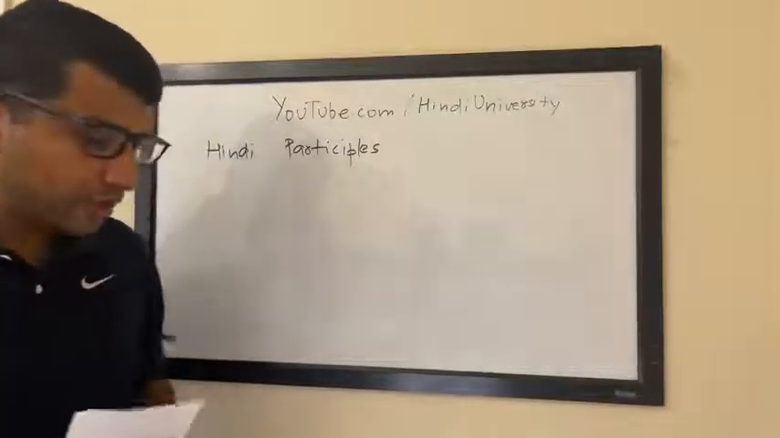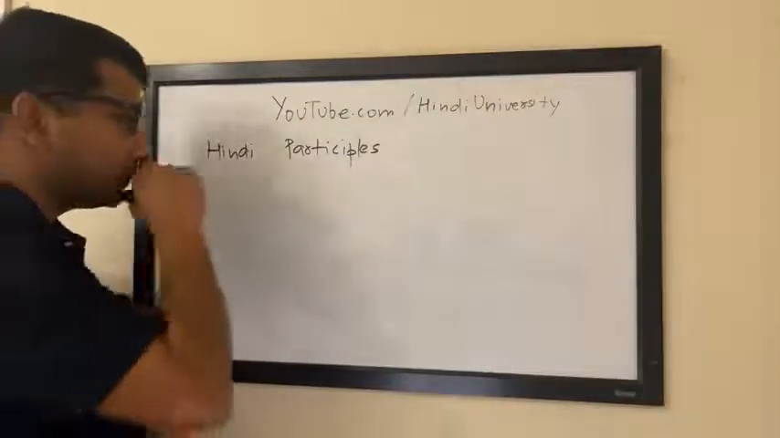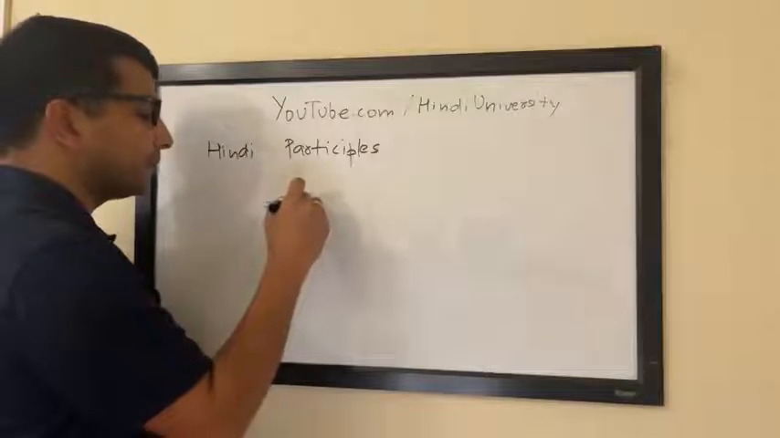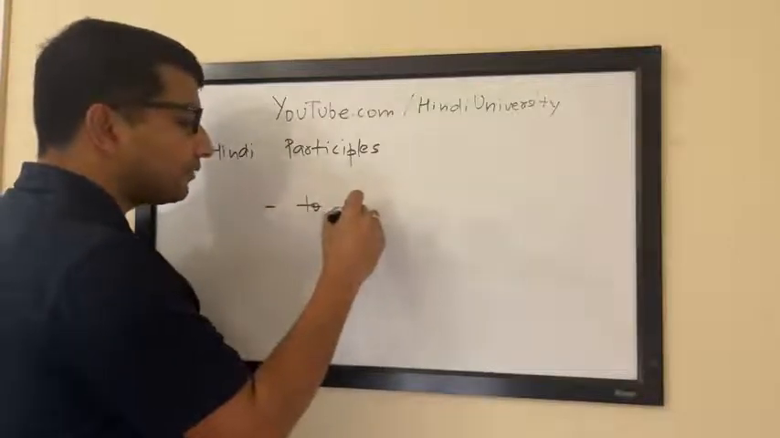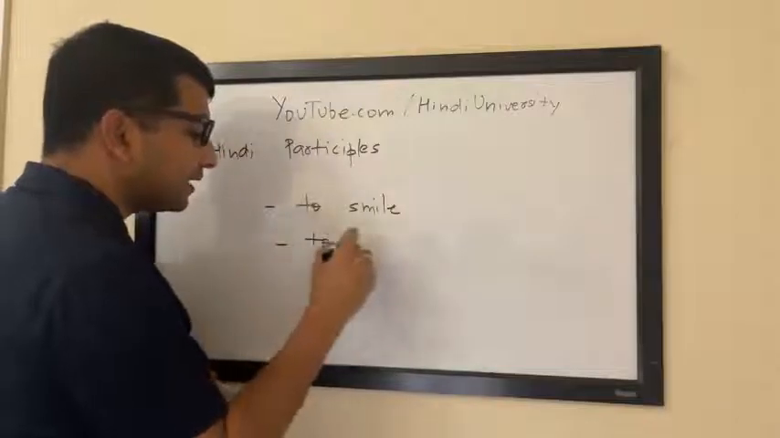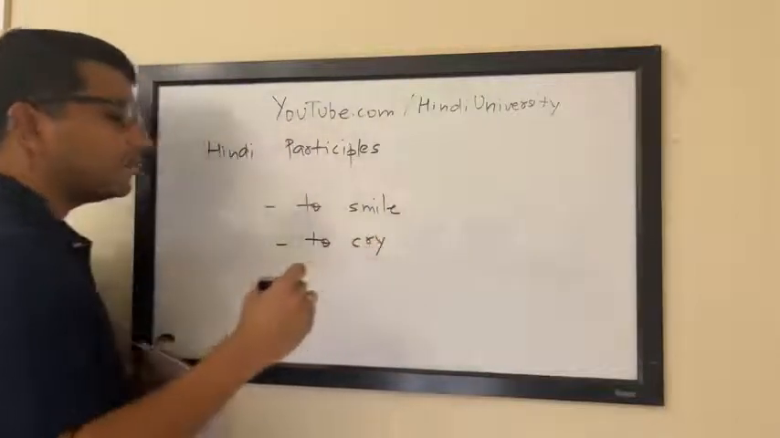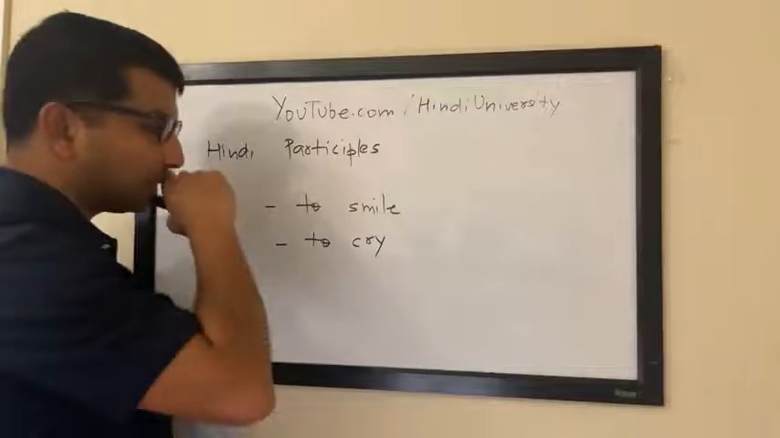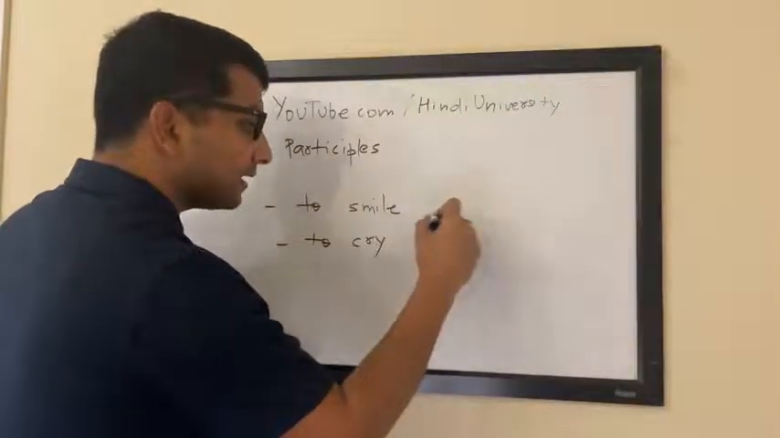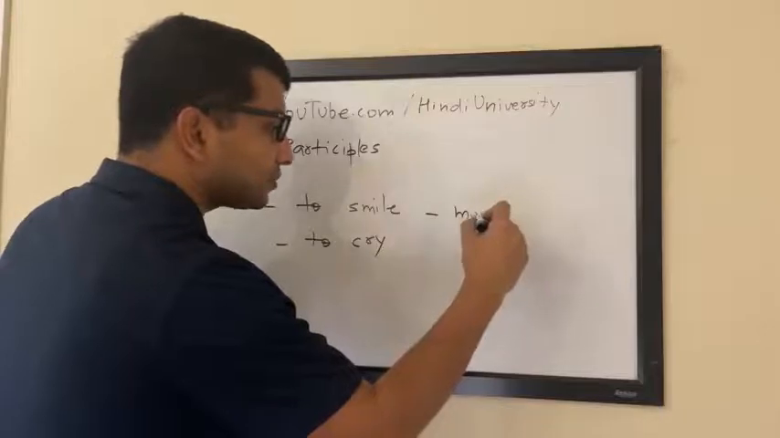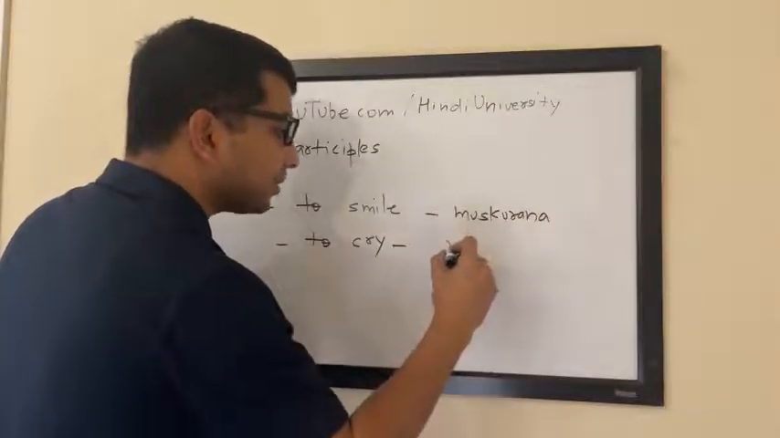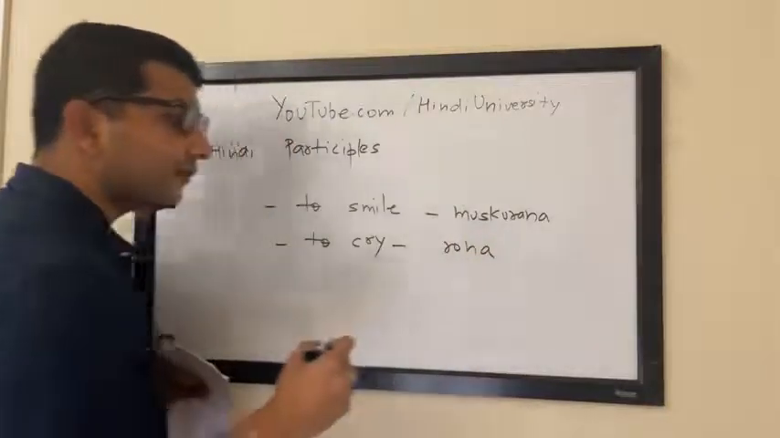And to give you a quick summary, because some folks may have missed it, typically when we talk about some of the concepts, we go through the verb, like to smile, to cry, and we say they are used as a verb. To smile is muskurana, or to laugh is hasna, right? To cry is rona, and these are written in the infinitive form.